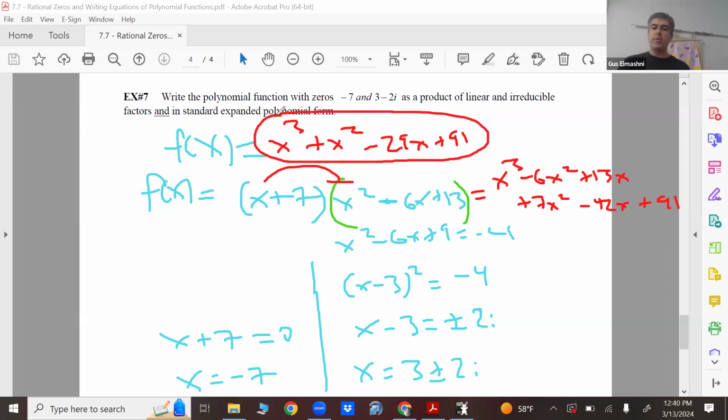Now, how do we know that we did this correctly? Yes, you can plug in negative 7, see if it makes sense. You can plug in 3 minus 2i, 3 plus 2i, but there's actually a really cool way in the calculator to do it.